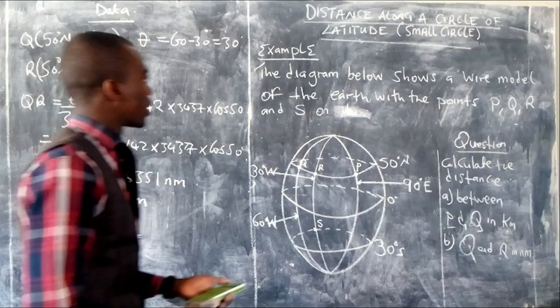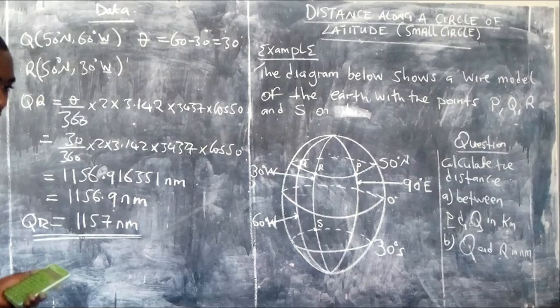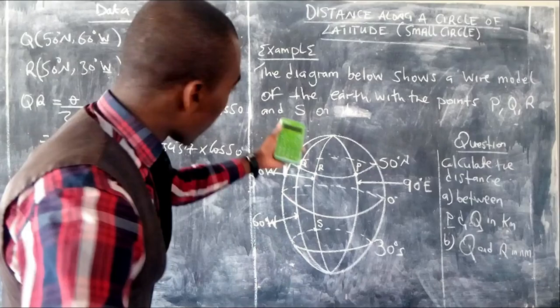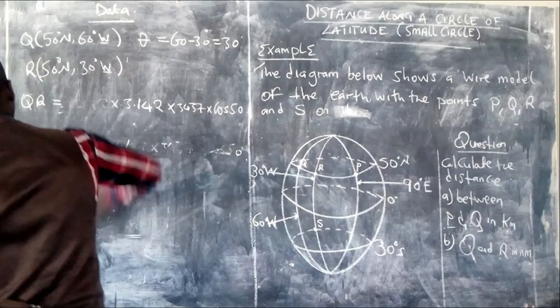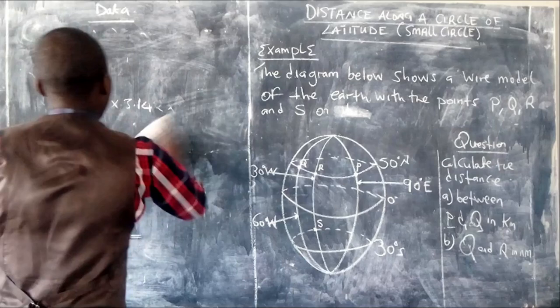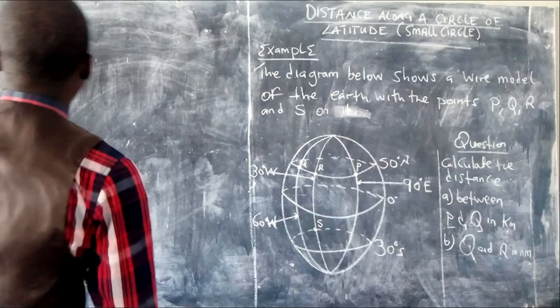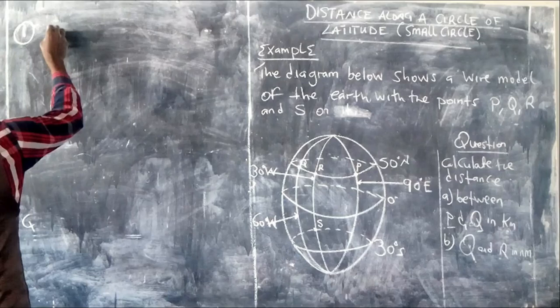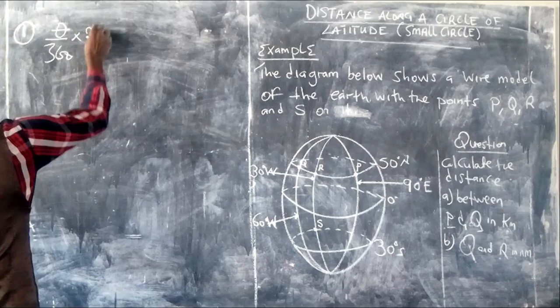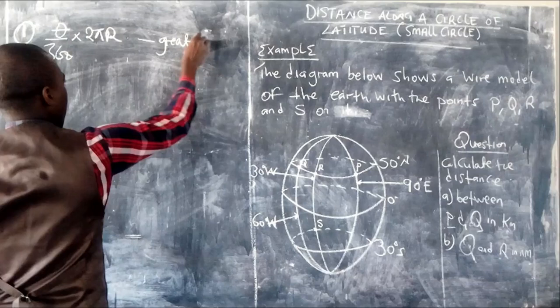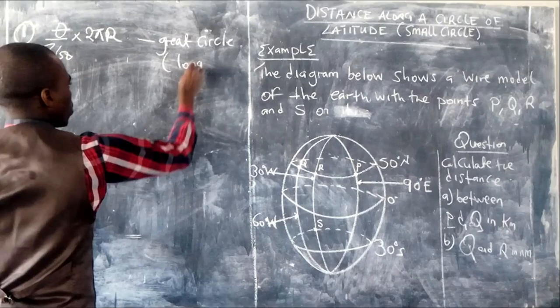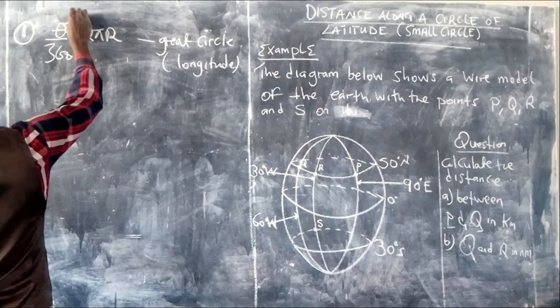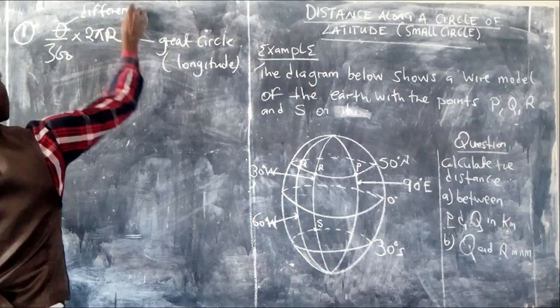So please, let's remember the two formulas. Let me just give a recap on the two formulas so that you master them. These are the two important formulas that you are going to encounter when it comes to distance. Formula number one is theta over 360 multiplied by 2 pi r. This one is for a great circle, which is a circle along the longitude. This theta is the difference in latitude.